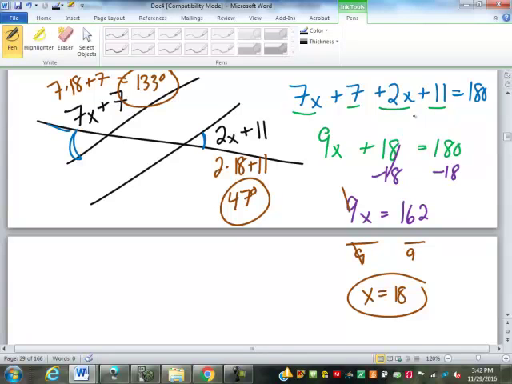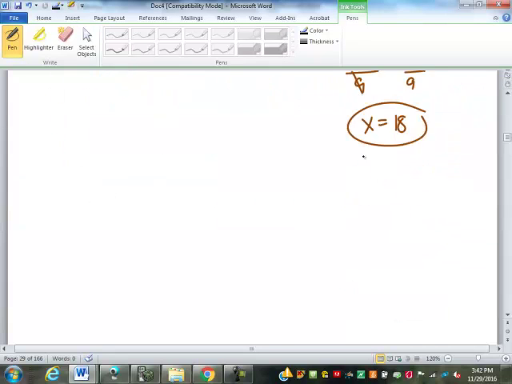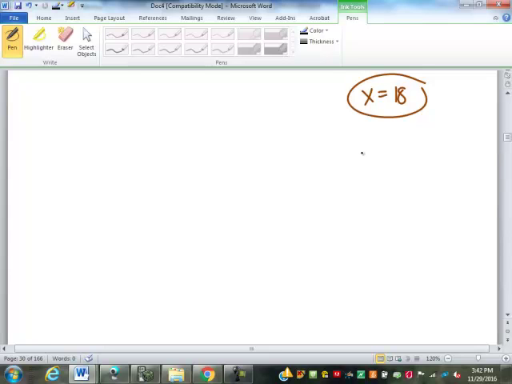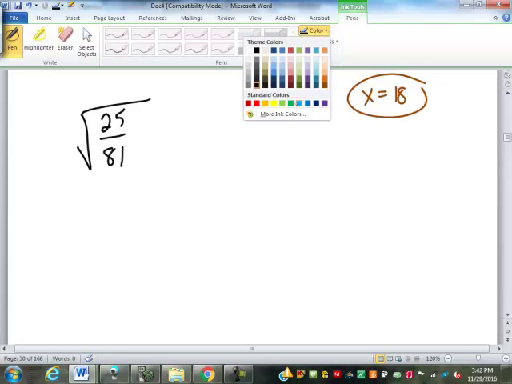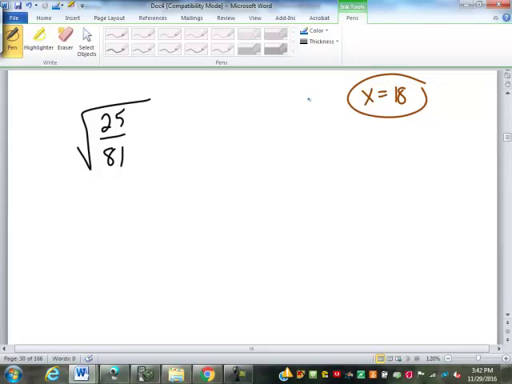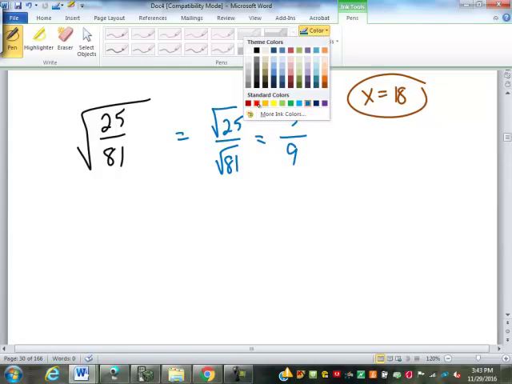One of the next things we looked at was the square roots. I want to make sure you remember how to do the square root like that. The square root of a fraction, remember you can split it up. Do the square root of the numerator over the square root of the denominator. What's the square root of 25? 5. What's the square root of 81? 9. So it is 5/9.